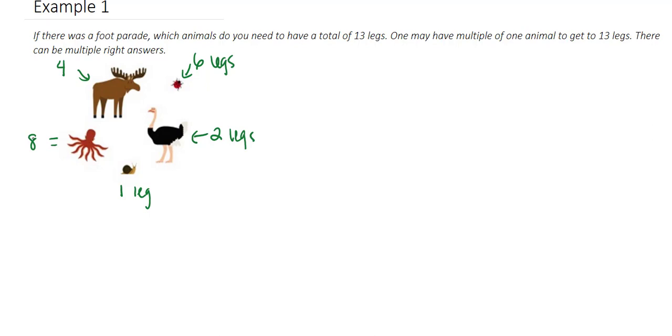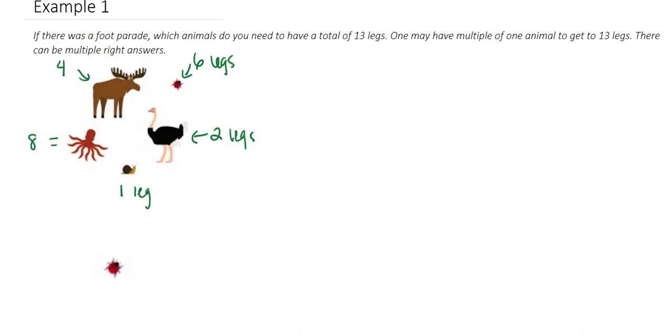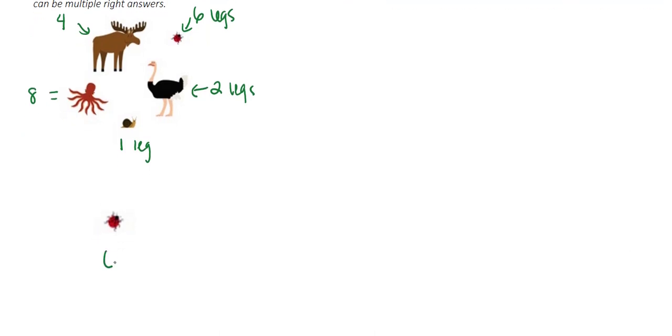So let's go ahead and use the ladybug first. So we have a ladybug, so we would say we have 6. But we need to get to 13. So let's go ahead and keep adding. Let's add the moose next. So ladybug plus moose, so 6 plus 4. That would be equal to 10. So we're not quite yet to 13.